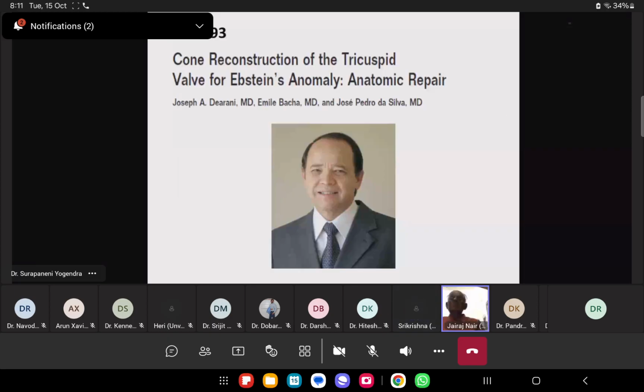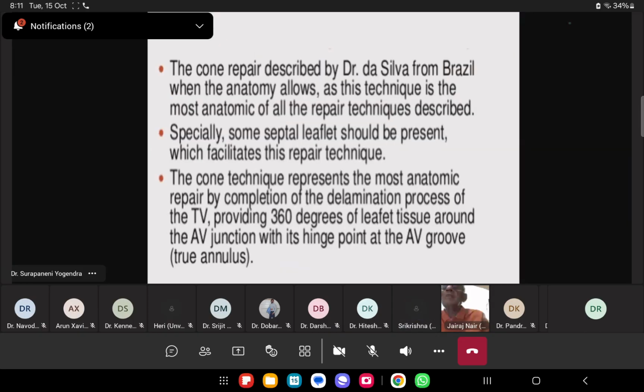Cone reconstruction of the tricuspid valve for Ebstein's anomaly, anatomic repair. In 1993, cone repair was described by Dr. Da Silva from Brazil when the anatomy allows, as this technique is the most anatomic of all repair techniques described. Specifically, some septal leaflet should be present, which facilitates this repair technique.